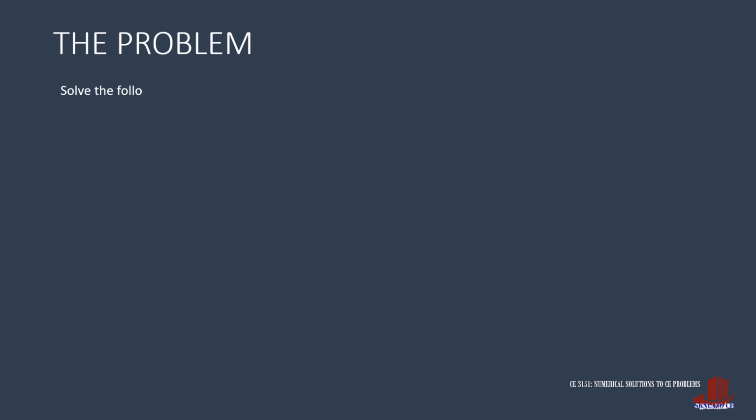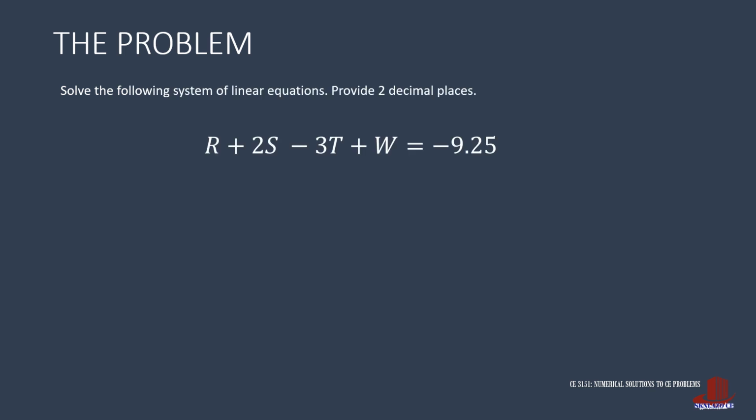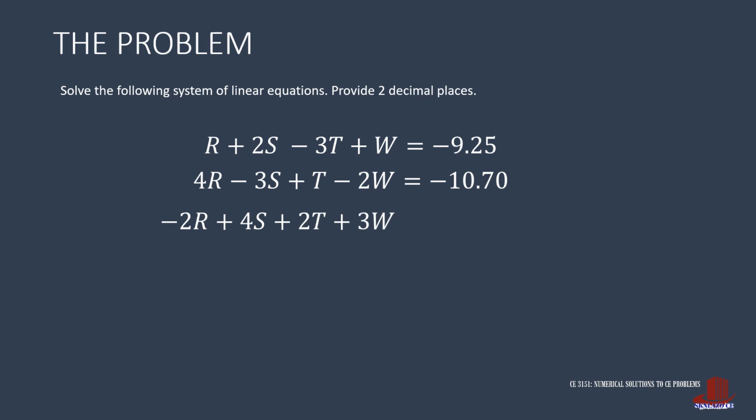We are to look for the values of the variables r, s, t, and w given the four equations. In this video, we will use direct methods, Gaussian and also Gauss-Jordan elimination, for you to see which approach is more comfortable for you to work with.